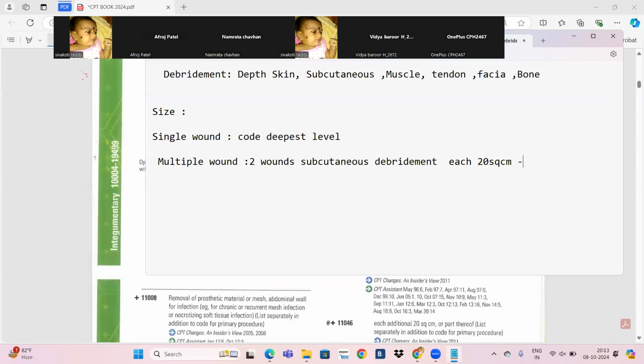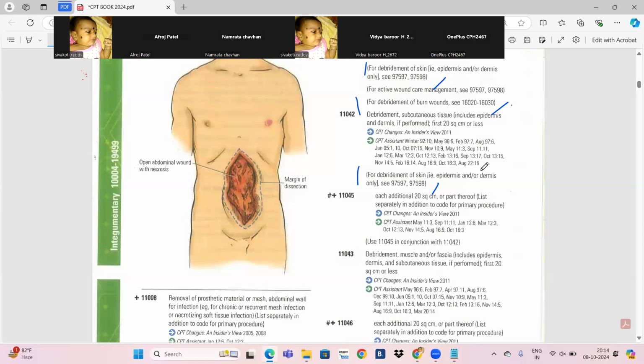If they give it in centimeter, like each 20 centimeter, do we have to convert that centimeter to square centimeter? Each 20 means one wound, 20 square centimeter. If in the question paper they mention wound debrided 20 centimeter, not 20 square centimeter, 20 square or 20 centimeter, both have the same meaning.